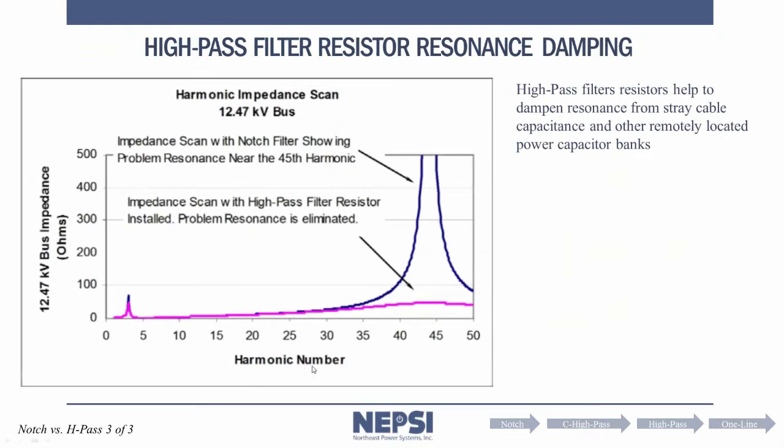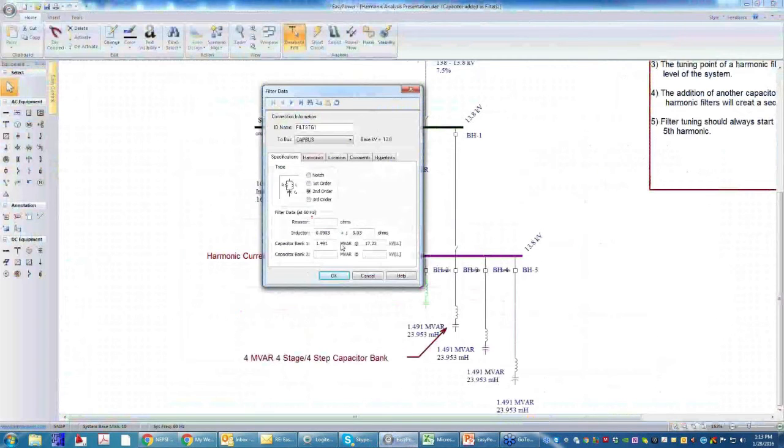And finally, there's another situation, and this would be more common for wind farm applications, where you install a notch filter and you have a system that has some kind of stray capacitance associated with it. When you have that, you will get a resonance at some higher frequency. A high-pass filter or a C-high-pass filter is able to avoid that resonance or dampen that resonance. So that's the application for these types of filters. So if I go back to EasyPower, if I look at the notch filter, there are only 4 parameters located for the filter for a notch harmonic filter bank.